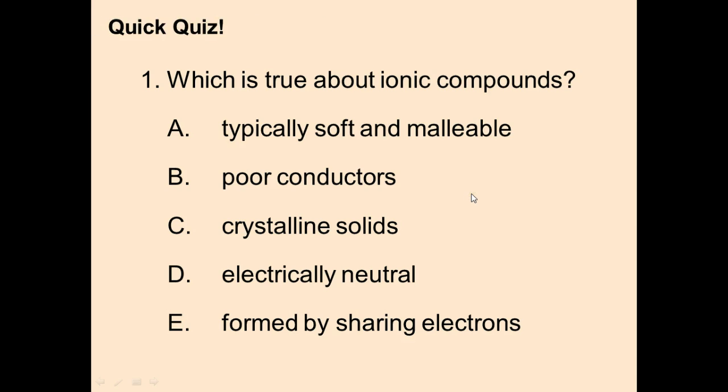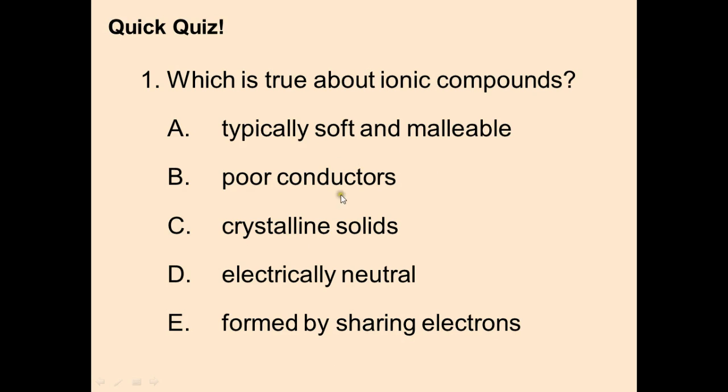And so here's one question to see what you've learned. Which is true about ionic compounds? A. Typically soft and malleable. B. Poor conductors. C. Crystalline solids. D. Electrically neutral. Or E. Formed by sharing electrons. So here, first let's just find the correct answers, and then we'll talk about which ones are wrong.